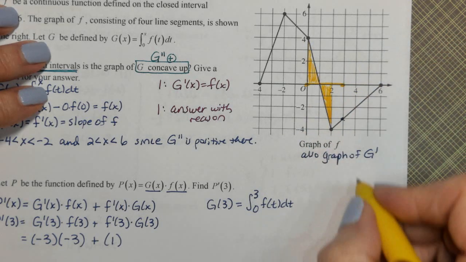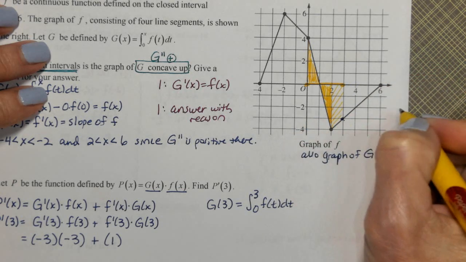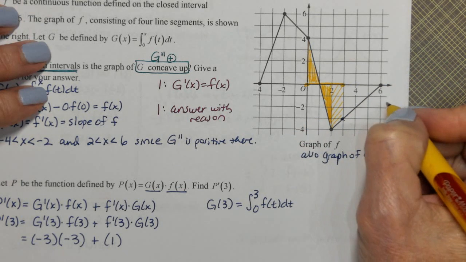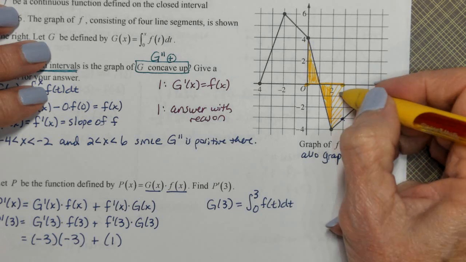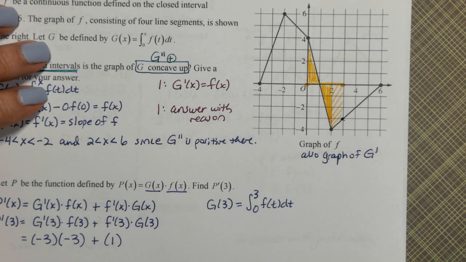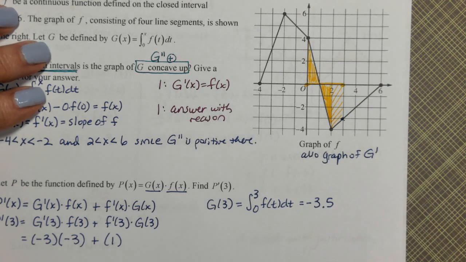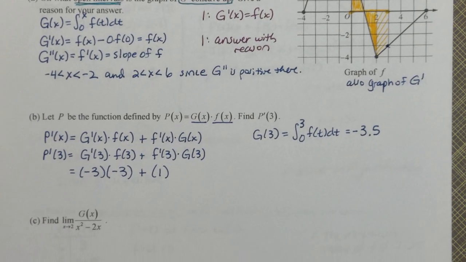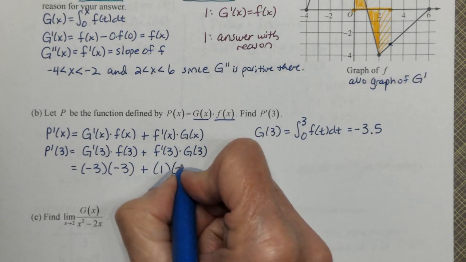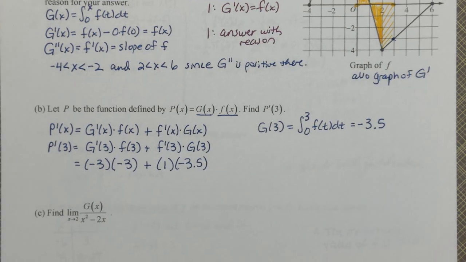So all I need to do is find this remaining area over here, and that will be the integral from 0 to 3. And that area is 3.5, but it is below the x-axis, so this is going to be a negative 3.5. So g of 3 is negative 3.5, and I'm going to say stop right there. No reason whatsoever to simplify that.